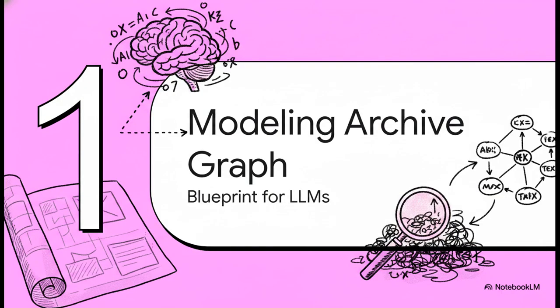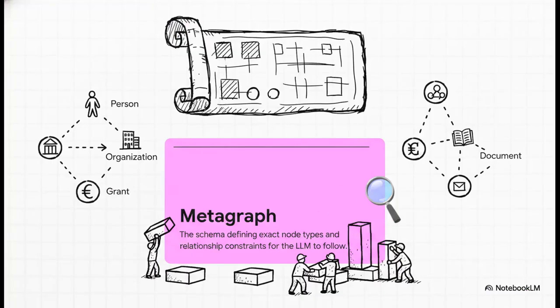Modeling the archive graph. So how do we actually solve this? Well, before we just unleash the LLMs on this chaotic sea of text, we need a precise architectural blueprint. The absolute crucial point here is establishing the metagraph beforehand. Think of the LLMs as our incredibly capable construction workers. They can build almost anything, but if you don't hand them a blueprint, they're going to build a structurally unsound house. The metagraph is that blueprint.